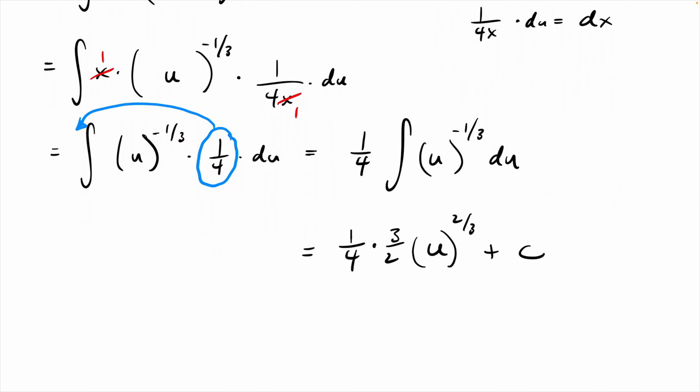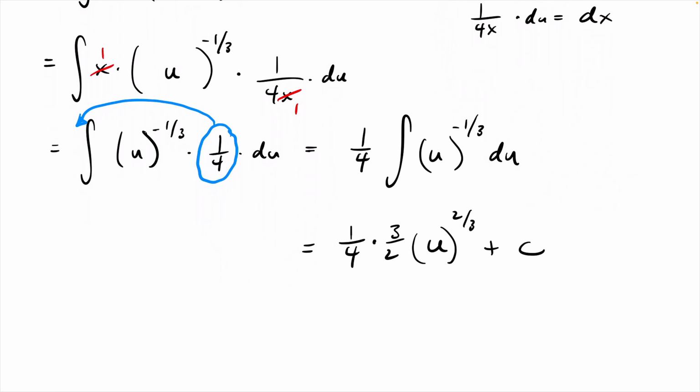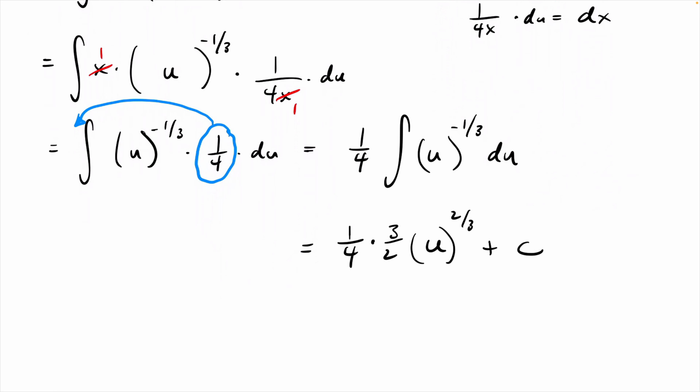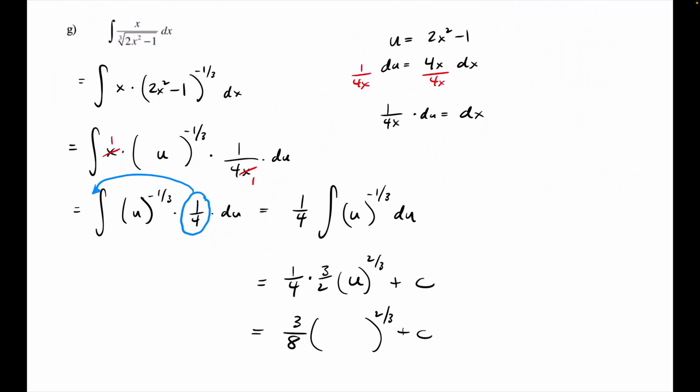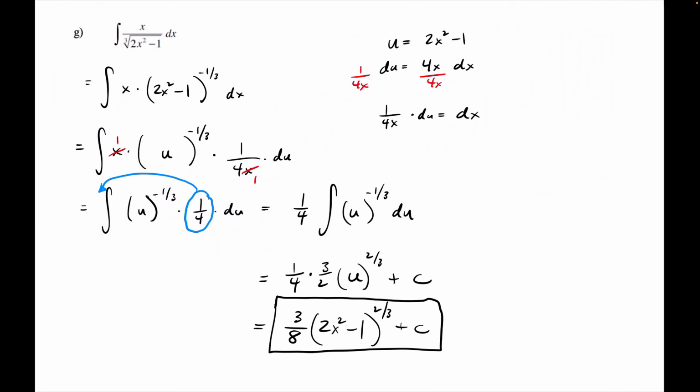Let's see, 1/4 times 3 over 2 is 3 over 8. So I get 3 over 8, put u back in. 2x squared minus 1. And here we go.